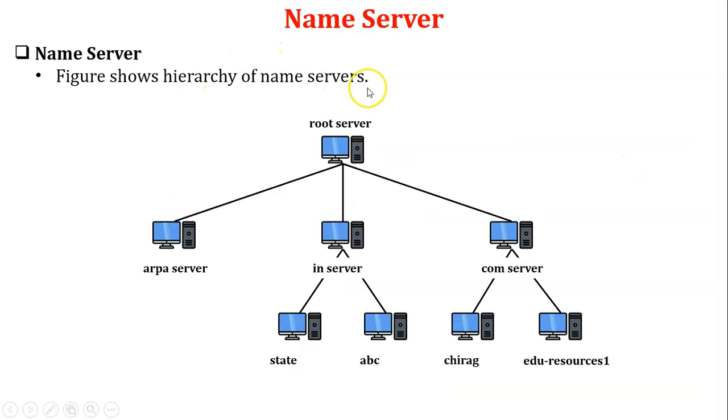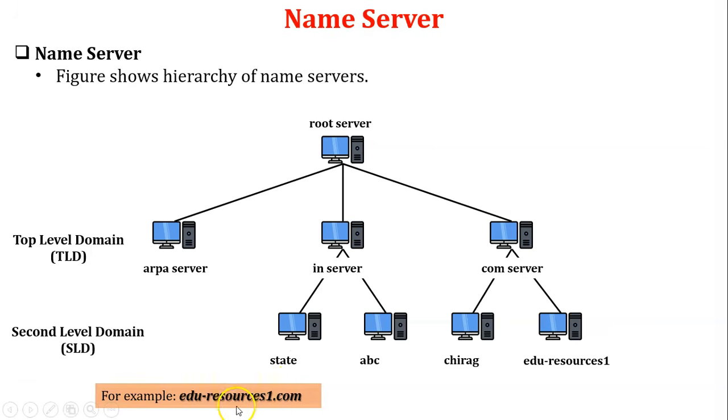Next, the figure shows the hierarchy of the name server. In this figure, the root server is connected with the top level domain servers: the arpa server, the .in server and the .com server. Here the .in and .com top level domains are connected with some second level domains. For example, I want to access a website, eduresources1.com. In this URL, eduresources1 is the second level domain, which is connected with the top level domain .com. So our web URL is connected in an inverse DNS tree structure. Now see in this diagram, eduresources is connected with the .com server.